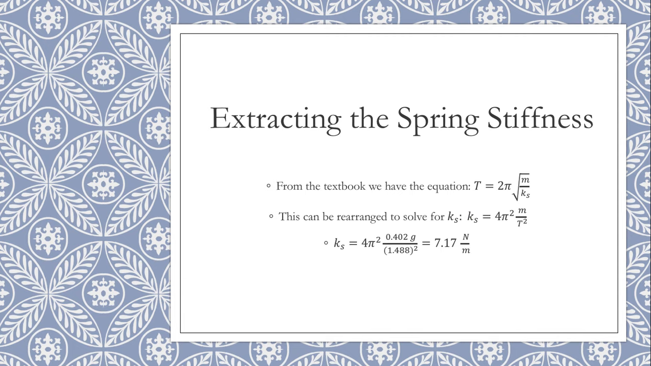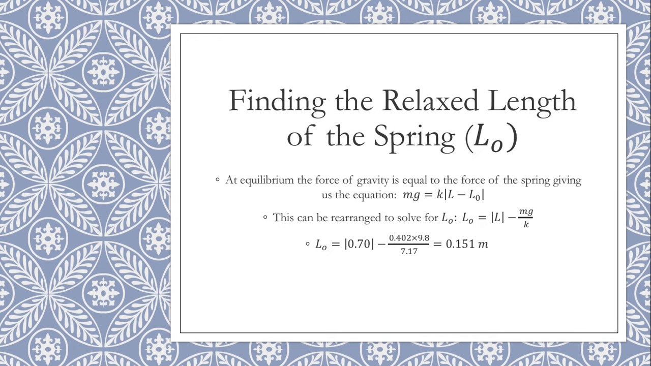Now we can extract the spring stiffness. From the textbook, we get the equation for period. We can rearrange this to solve for the spring stiffness since we know the period after our analysis. From this analysis, we get that our spring stiffness is 7.17 newtons per meter.